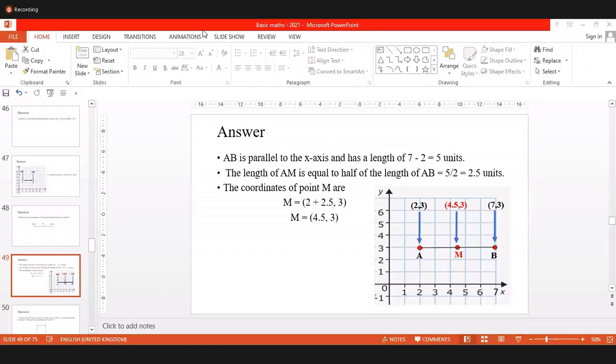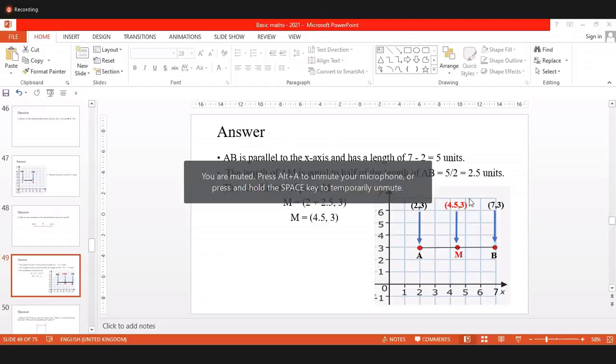So to find the x value of the M, we can add 2.5 to the x value of the A. So we'll get 4.5 for the x value of the M point. So yeah, very good. Yes, thanks.